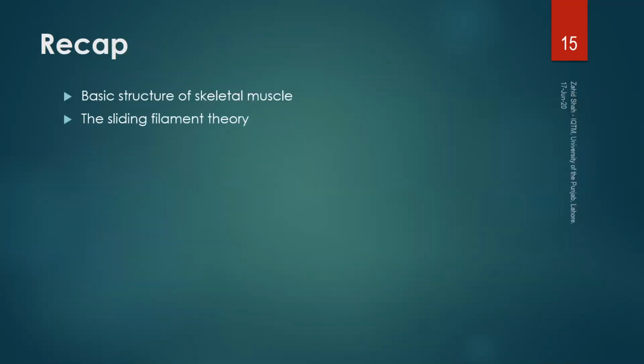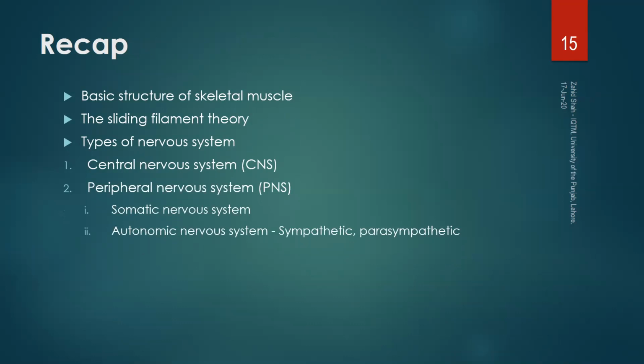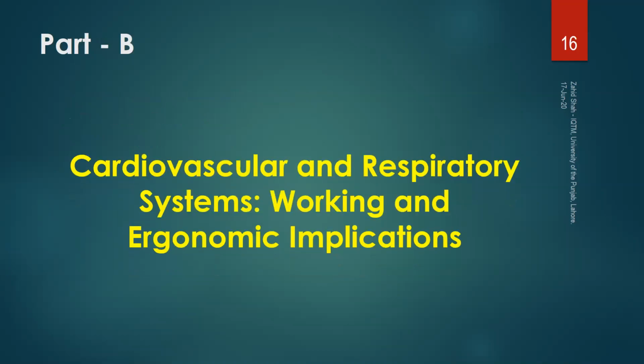So in this segment, we discussed the basic structure of skeletal muscle, the sliding filament theory, and types of nervous system: the CNS and PNS. This PNS, or peripheral nervous system, further consists of two subsystems, the somatic nervous system and the autonomic nervous system. And the autonomic nervous system further comprises the sympathetic and parasympathetic nervous systems. In the next segment, we will discuss very briefly the cardiovascular, respiratory and digestive systems, how they work in combination, and what the ergonomic implications are.